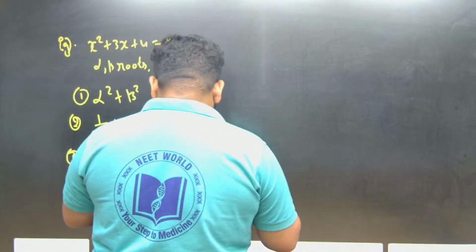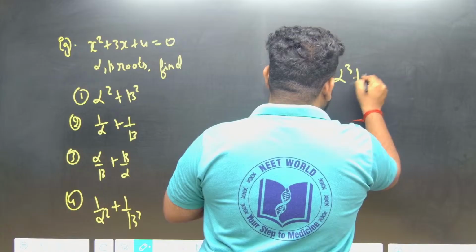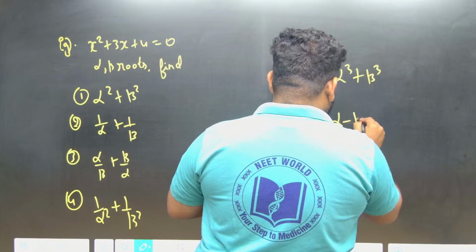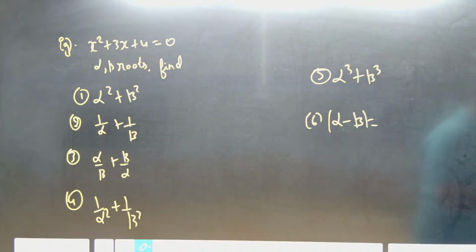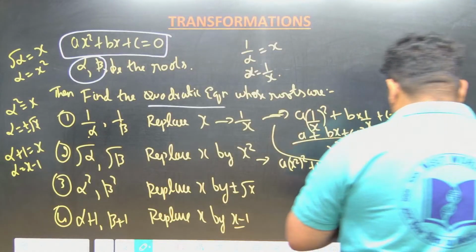Next thing, the fifth one, they are asking us to find alpha cube plus beta cube, and the sixth one they are asking is modulus of alpha minus beta. This is the question they are asking. But before this, for transformation, let us take up an example question.